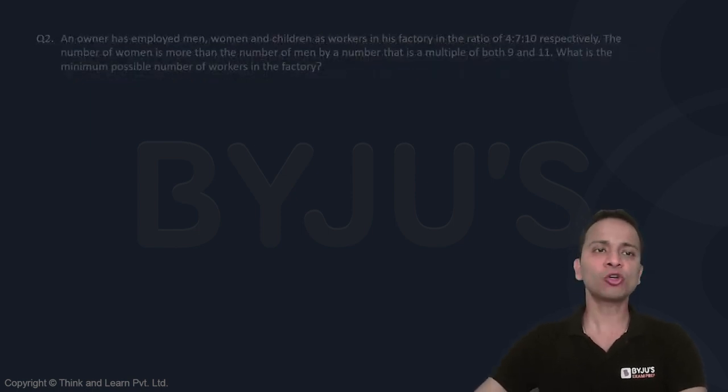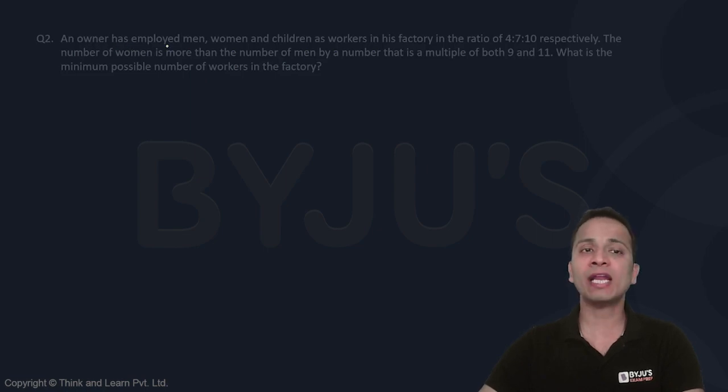Okay. So the question says that the owner has employed men, women and children. The ratio is 4 is to 7 is to 10. So I'll assume the number of men as 4x, number of women as 7x and number of children as 10x. So this is the number of men, number of women and number of children.